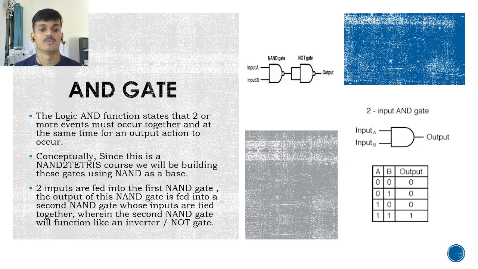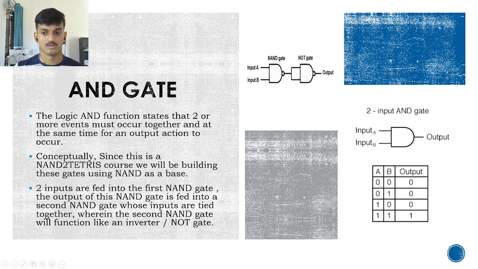The logical AND function states that two or more events must occur together and at the same time for an output action to occur. This means that if both input pins give the value 1 or true, then only the output value will be 1 or true, else the output will be false. In this course, we will be implementing these gates using a NAND gate as a base. So this is an AND gate pictorial representation, which will be most often referred to in a digital logic design course. And this is the truth table for the AND gate.